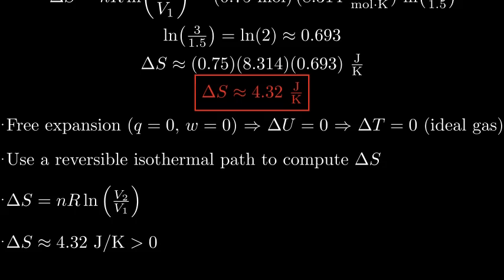In a free expansion into vacuum, the surroundings do not exchange heat, so the surroundings entropy change is approximately 0. The system's entropy increases, so the total entropy of the universe increases. This captures the irreversibility of the process.